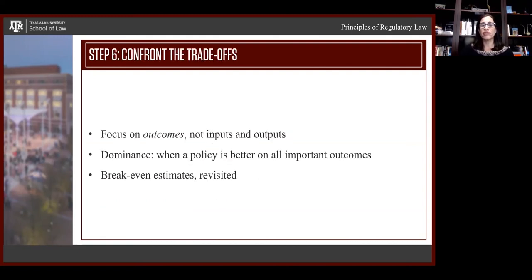Step 6 involves confronting the trade-offs. And so at this point, you want to focus on outcomes, not inputs and outputs. And you might see dominance, which is when one policy is better on all of the important outcomes. Often you don't have that, but when you do, then you have a clear solution. And this is also a time to revisit those break-even estimates.